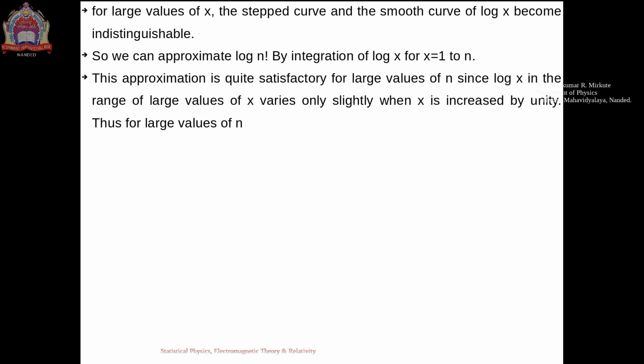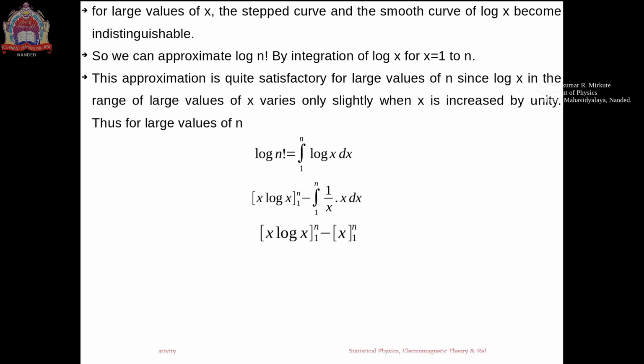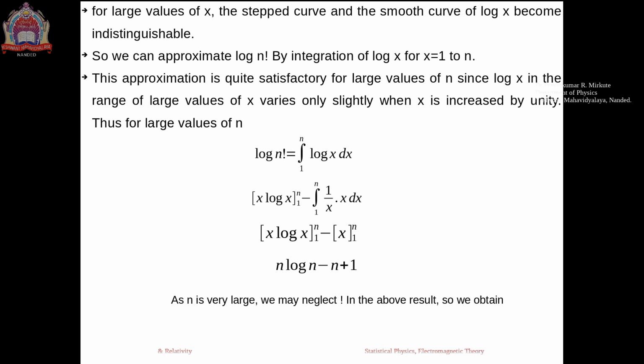Thus for large values of n, log n factorial is equal to the integration from 1 to n of log x dx. Taking the integration by parts, we get the integral of log x from 1 to n minus the integral from 1 to n of 1 by x dx. So x log x from 1 to n minus x from 1 to n, we get n log n minus n plus 1. As n is very large, we may neglect the 1 in the above result. So we get log n factorial is equal to n log n minus n.